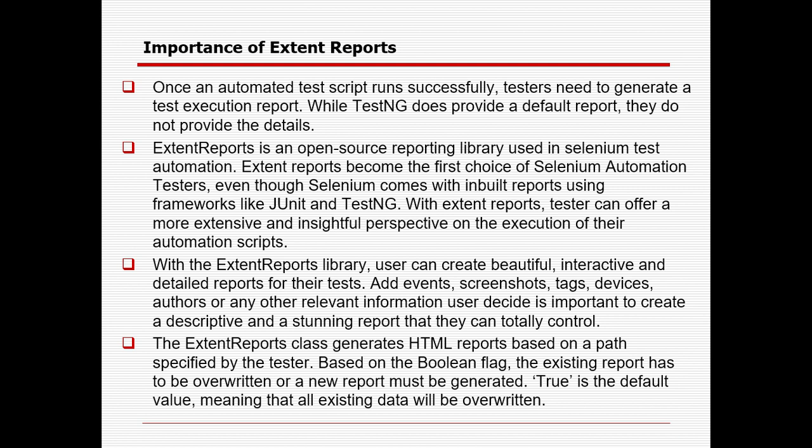Okay. So once an automated test script runs successfully, the tester needs to generate a test execution report. While TestNG does provide a default report, sometimes it is not satisfactory, and the stakeholder does not agree to take that report, right? So we can use Extent Report, which is an open source reporting library, primarily used in Selenium test automation. Extent Report has become the first choice of Selenium automation testers, even though Selenium comes with an inbuilt report with the help of JUnit or TestNG, right?